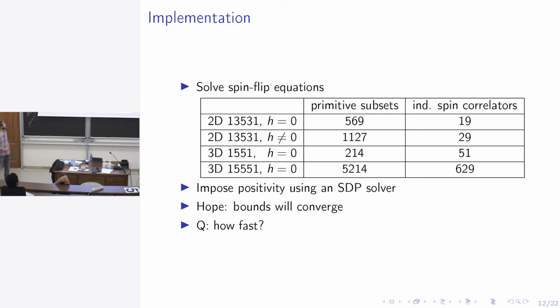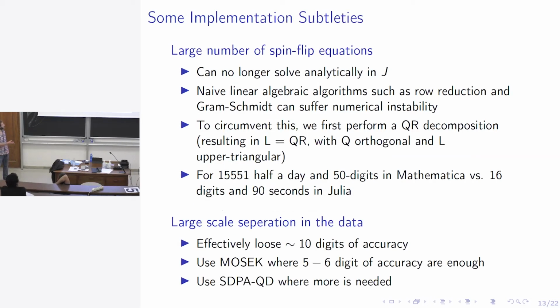Yeah, and the other question is how fast these bounds will converge. So before I show you some of our results, I will talk about some subtleties about the implementation. If you want to implement this, you will also encounter these types of subtleties. First of all, we have a very large number of spin flip equations, so we cannot solve them analytically in J. We have to plug in the value of J we want and solve numerically.